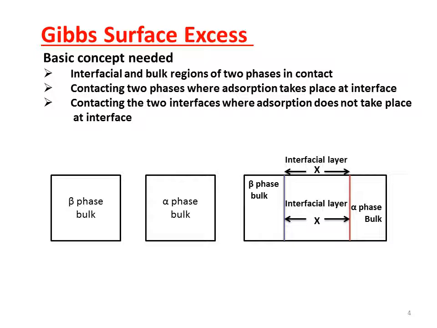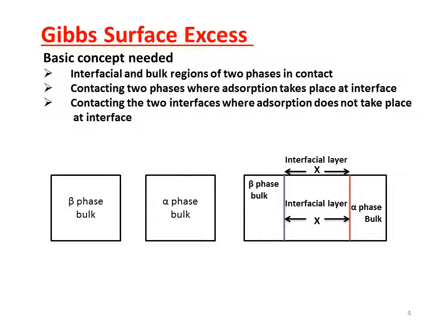It means that when we contact two phases, then an interface is developed. And how is the interface developed? Because of adsorption. So where adsorption takes place, it takes place at the interface. The third point is contacting two interfaces where adsorption does not take place at the interface. It means that when two interfaces contact each other, adsorption will not take place because the two interfaces are contacting each other.